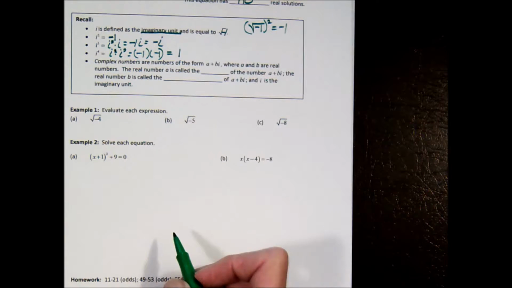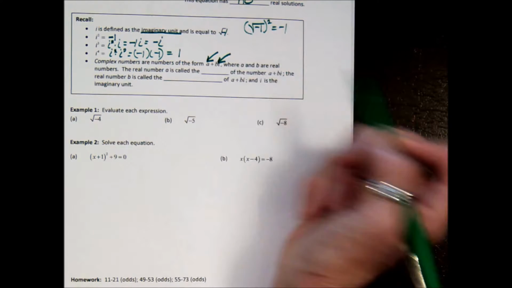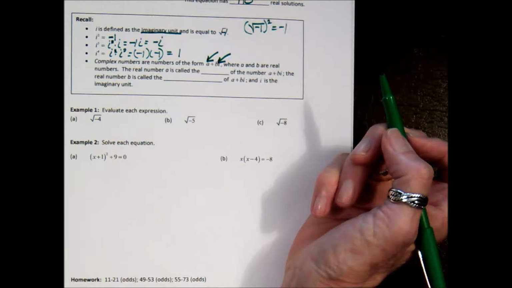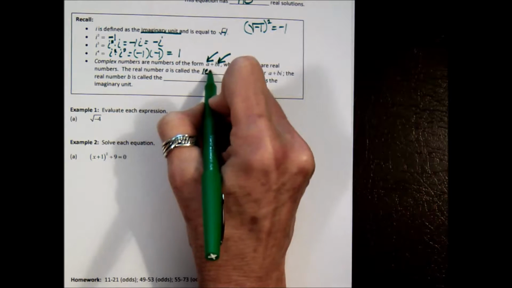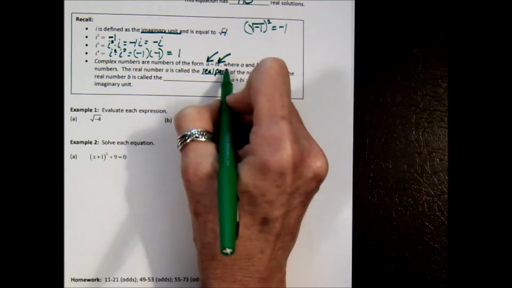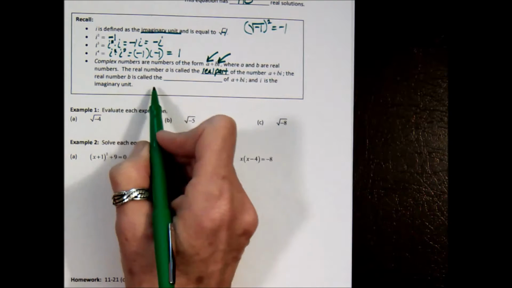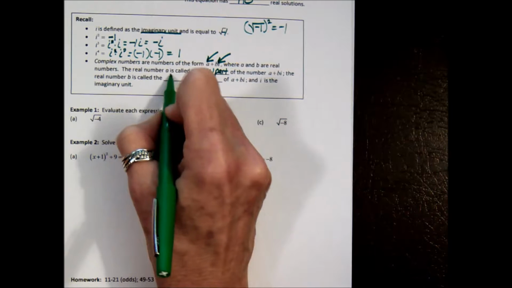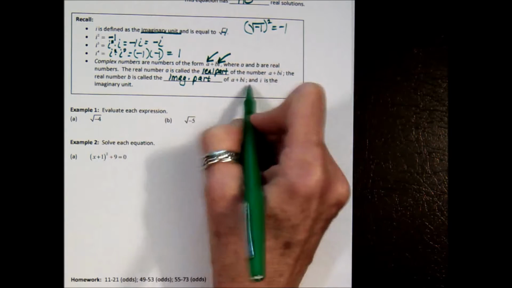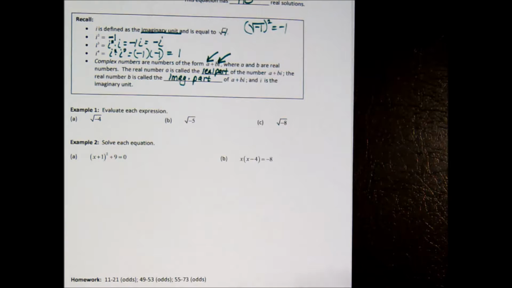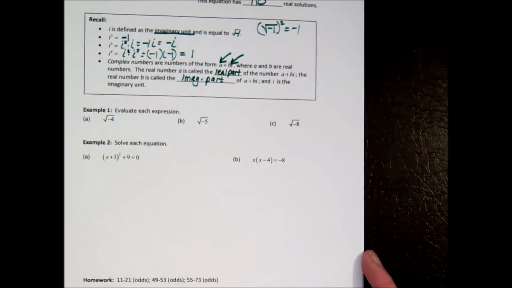Complex numbers are numbers of the form where you have a real number part and an imaginary part. So the real number A is called the real part of this number a plus bi, and the real number b is called the imaginary part, bi, and i is the imaginary unit. So we have a real number part and an imaginary part.